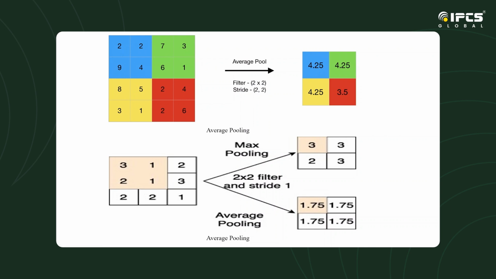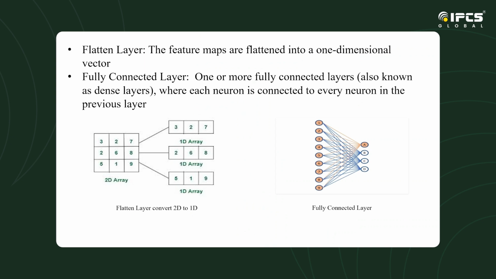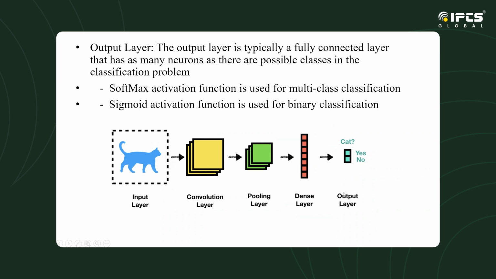Then the next layer is our flattened layer. The flattened layer converts our two-dimensional image array into a one-dimensional array as shown in this image. Then the next layer is our fully connected layer. One or more fully connected layers, also known as dense layers, are layers where each neuron is connected to every neuron in the previous layer. So this shows the fully connected layers. So the next layer is our output layer.